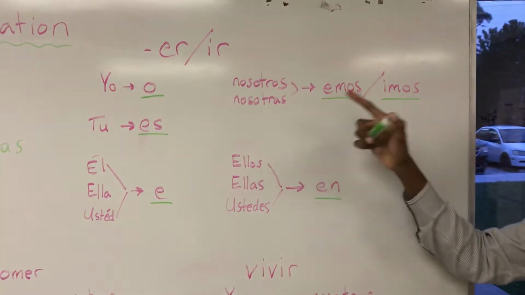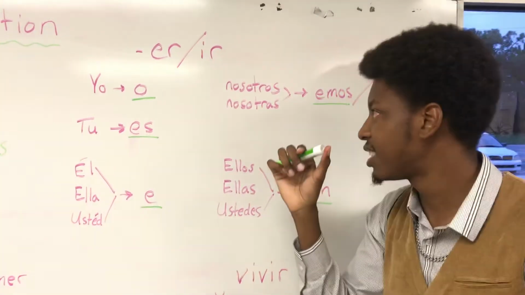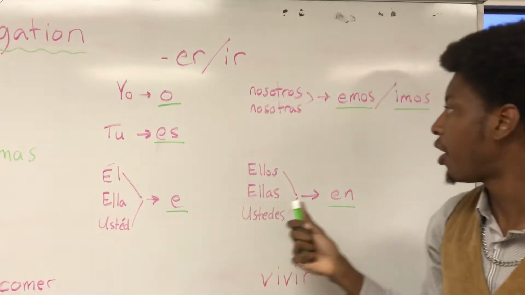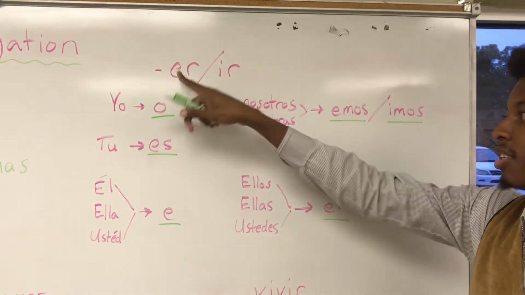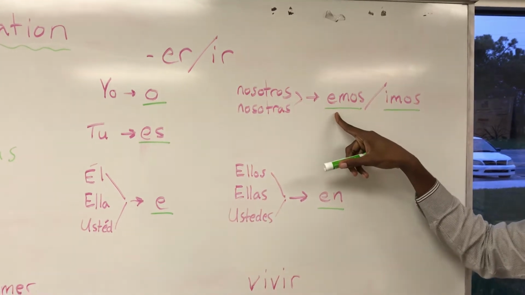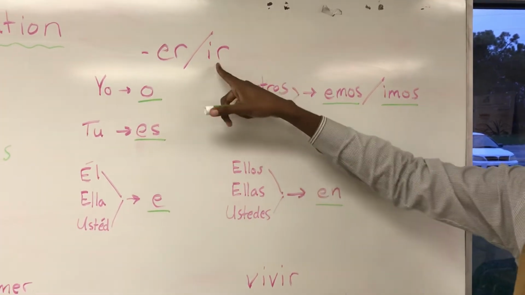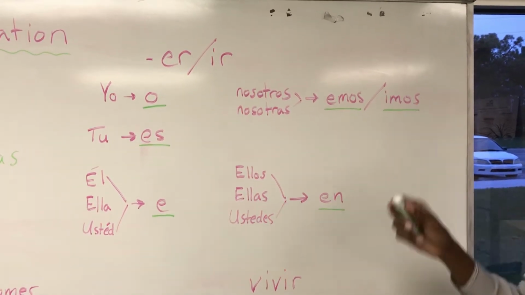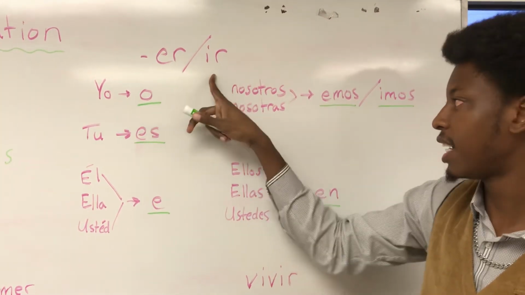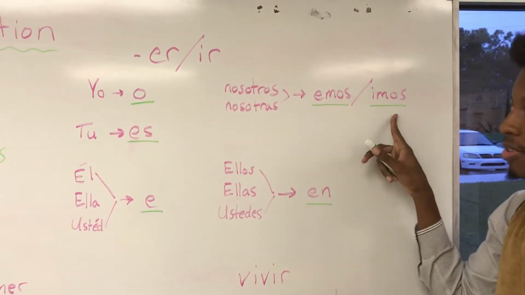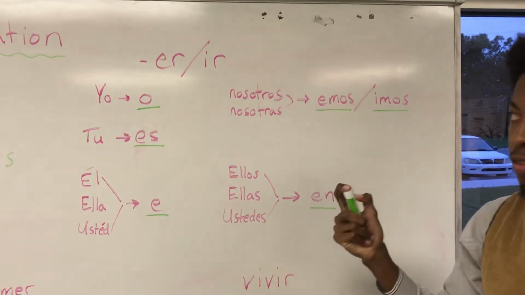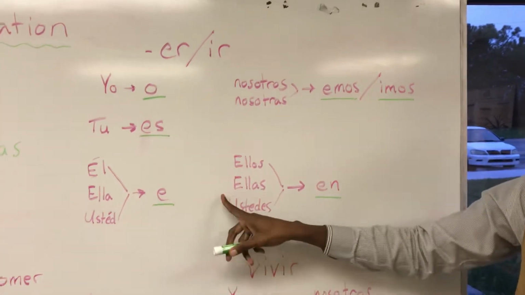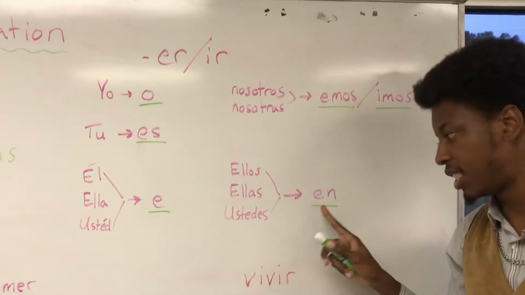Nosotros or nosotras, this is where it's different. This is where it matters whether it's ER or IR, but it's not that different. All you do is if it ends in ER, you're going to change it to emos, E-M-O-S. If it ends in IR, you're going to change it to imos, I-M-O-S. So all you're doing is, depending on whether it's ER or IR, you just change it to emos or imos. So it's not very different from amos, all right? How about ellos, ellas, ustedes? All you do is you change it to EN.